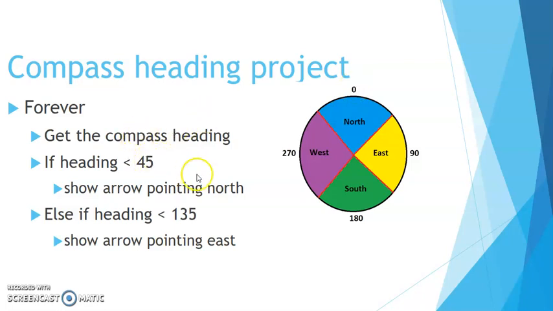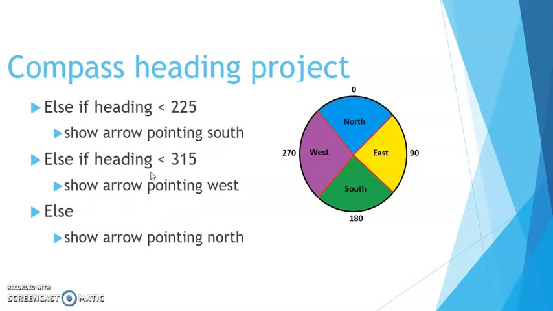So if we get the compass heading, and if the compass heading is less than 45 degrees, so we're in this section here, then we're going to show an arrow pointing north. So that's our first one. Now if it's not less than 45 degrees, then we're going to have an else if. So this is a nested if structure here. So if it's not less than 45, but it is less than 135, so that means it must be greater than or equal to 45 and less than 135, then that means it's in this area here. And in that case, we're going to show an arrow pointing east.